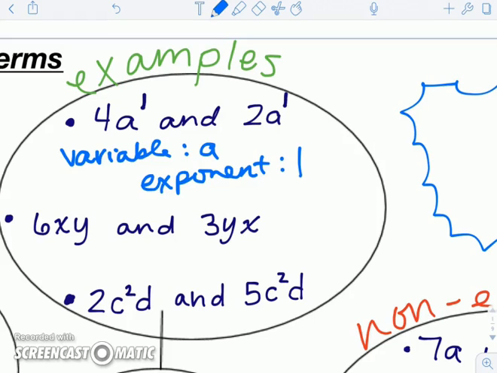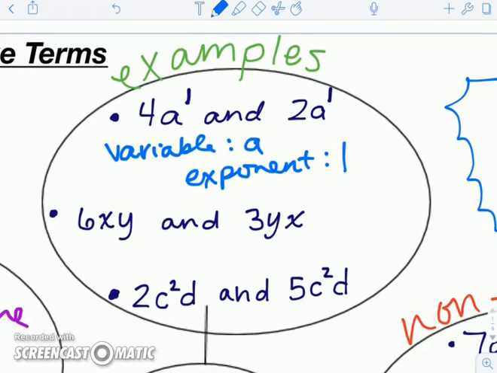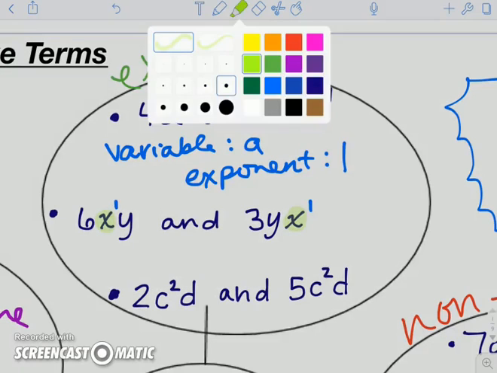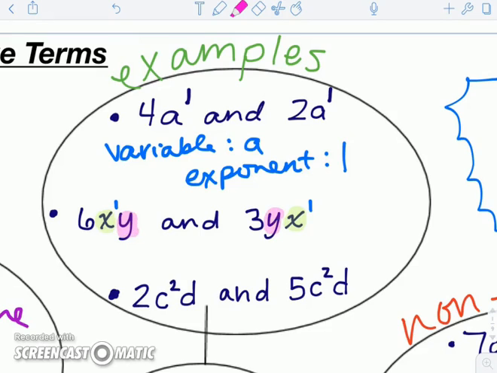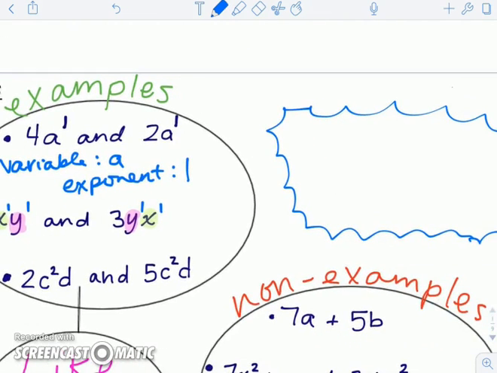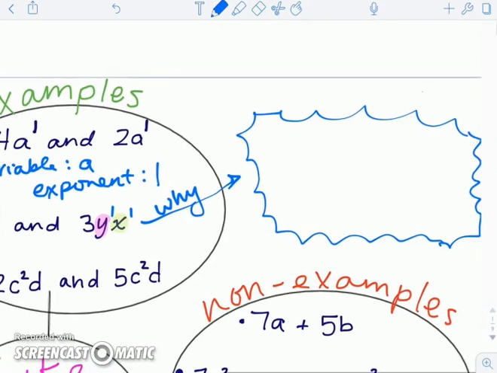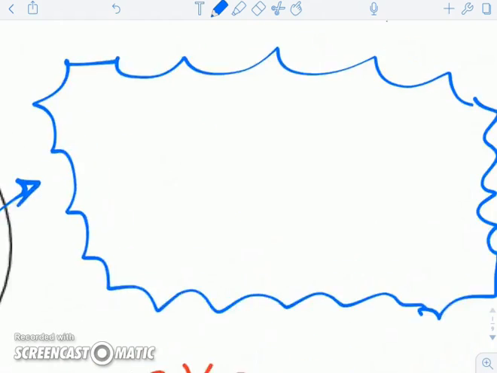6xy and 3yx, do you think those are like terms? They are, in fact, like terms because we have the same variables, an x and an x. They both have exponents of 1. And then our y's also both have exponents of 1. So same variables, same exponent. So these are in fact like terms. I'm going to put over here, draw a little arrow. You're going to have to add this little bubble box up here. This is why this is the case.